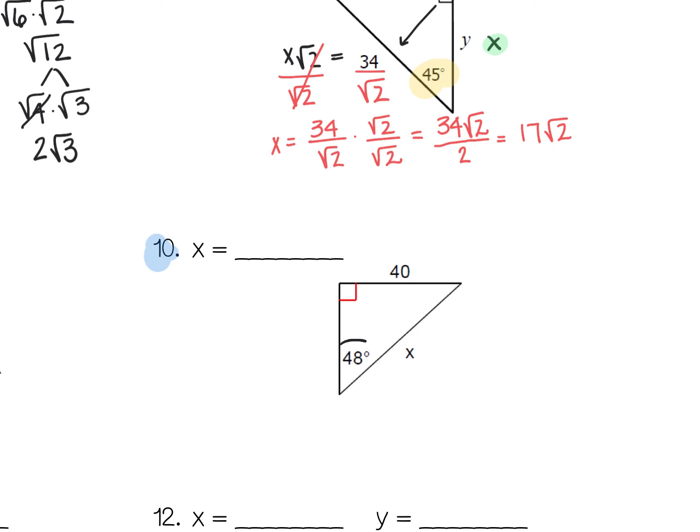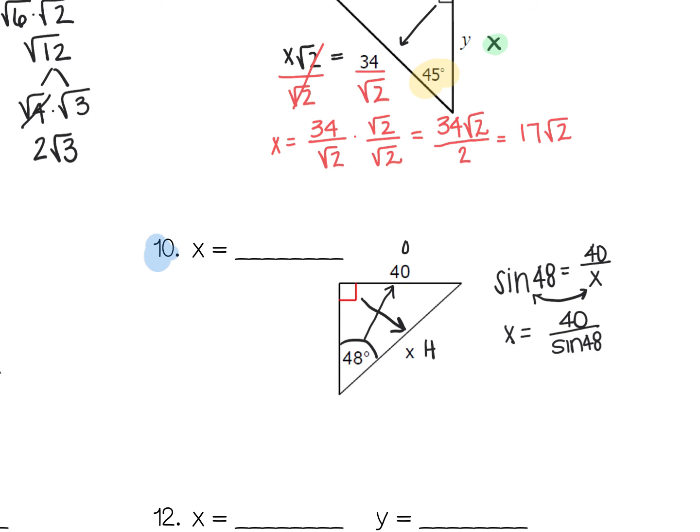Number 10 is another trig problem. Again, start by labeling. Across from the angle is O, across from the right angle is the hypotenuse. Since I have O and H, that goes with sine, so it's sine the angle, which is 48, O in the numerator, H in the denominator. Remember, if x is in the denominator, it ends up just flipping these two. So I have x equals 40 divided by sine 48, which is 53.8.